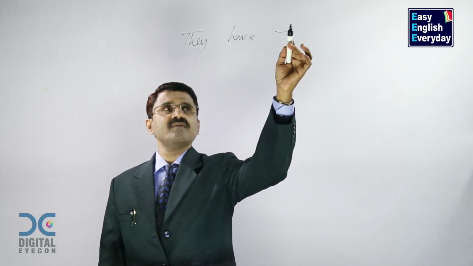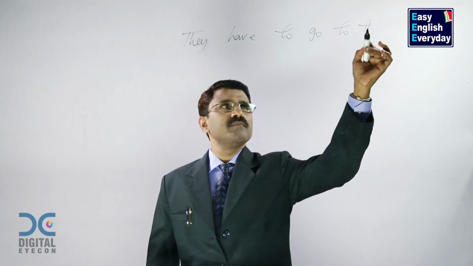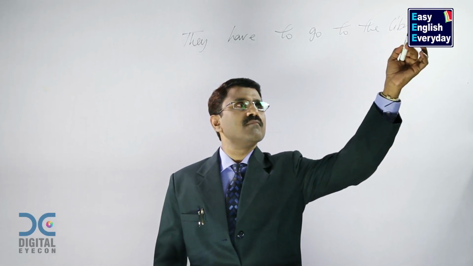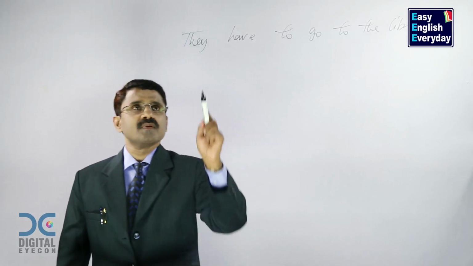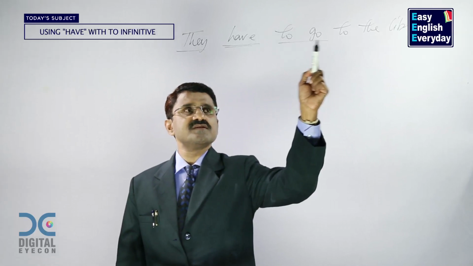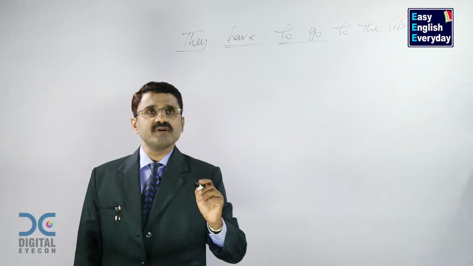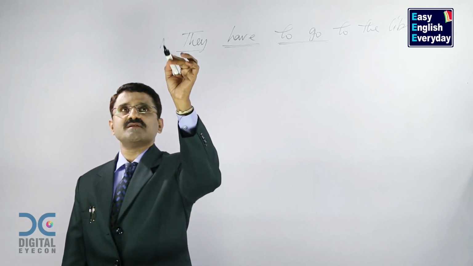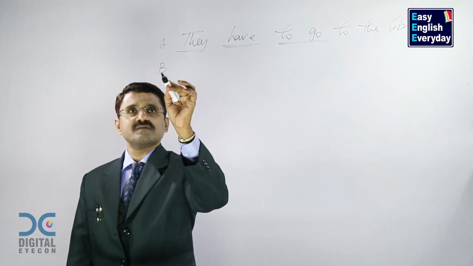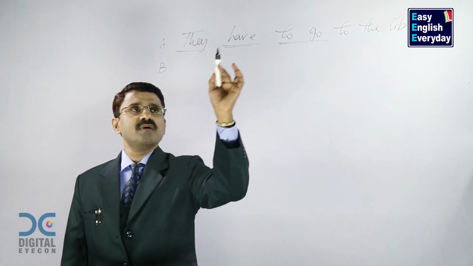They have to go to the library. Subject, have, this is to infinitive. They have to go to the library. This is called affirmative form. Now let us see how it can be converted into negative form.